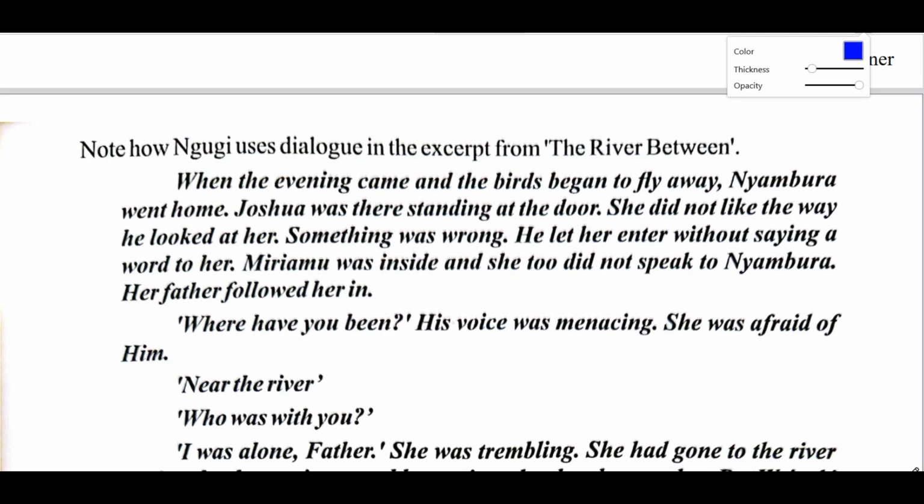So this is now the story. When the evening came and the birds began to fly away, Nyambura went home. Joshua was there standing at the door. She did not like the way he looked at her. Something was wrong. He let her enter without saying a word to her. Miriam was inside, and she too did not speak to Nyambura. Her father followed her in.